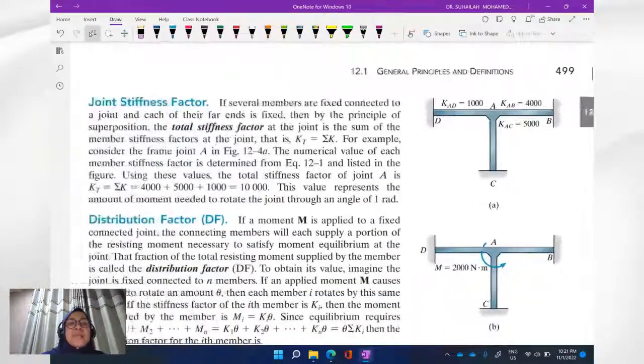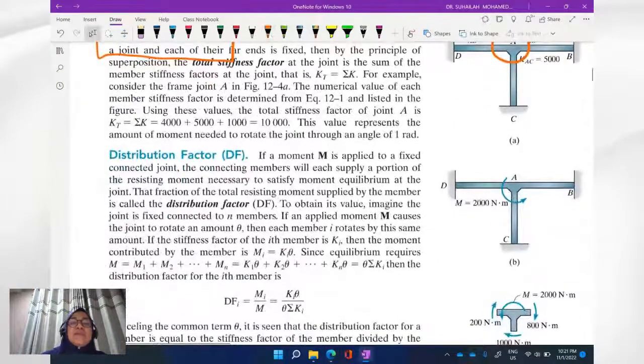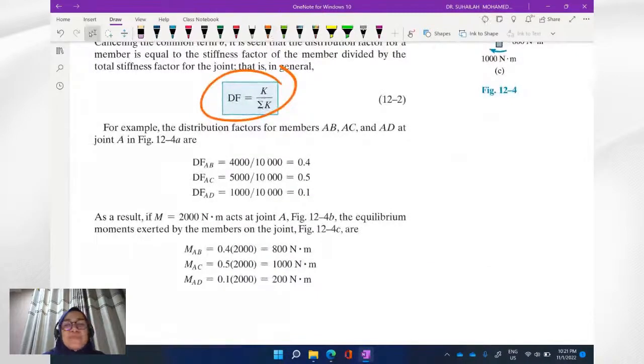The next term that we need to understand is joint stiffness factor. We have member stiffness, and then we combine them to get the joint stiffness factor at joint A. After that we calculate the distribution factor. This is actually the procedure. We calculate the distribution factor from the formula: member stiffness factor divided by joint stiffness factor. This distribution factor is very important, and we will use it whenever we distribute moment. We distribute joint moment using the distribution factor in the table.